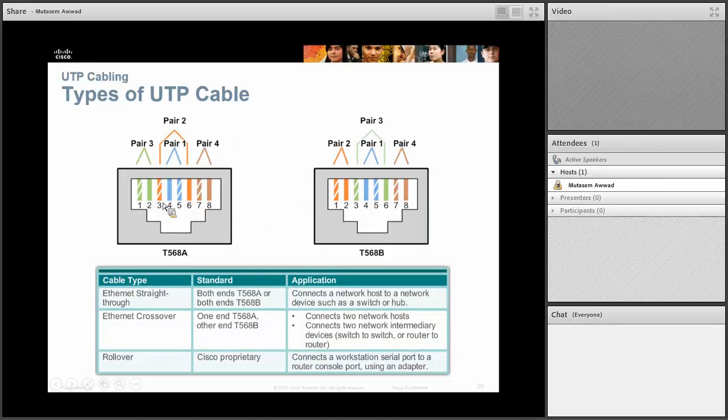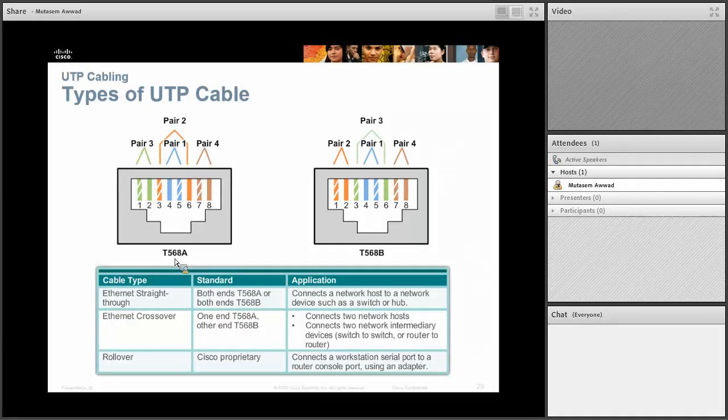Okay, 3, striped orange. And where's the striped orange now? Right here, pin 1. So 3 to 1 and then 6 to 2. So if somebody says, I want to cross over a cable, you go on one end, follow the 568A standard, and on the other end, you follow the 568B standard. If you wanted a straight through, you just make sure that the same standard is on both ends.